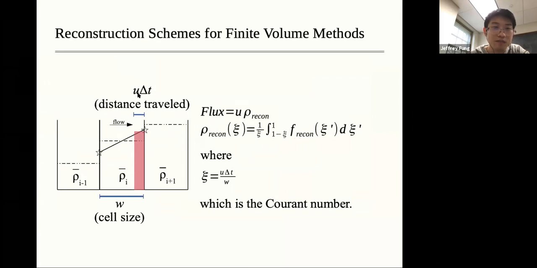So this distance times delta t, which is the time step, divided by the size of your cell. This is a dimensionless number. It is a measurement of the time step. It's the Courant number. I'm going to get back to this number. It's a very important concept.